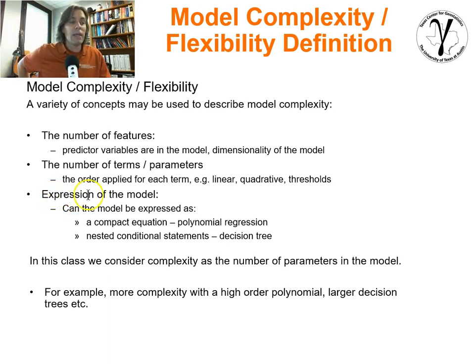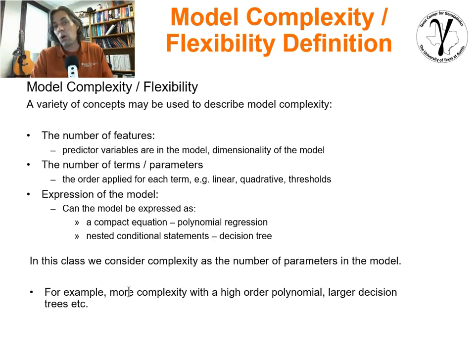It can also be considered the expression of the model. Can the model be expressed as a compact equation, some polynomial regression that you can just write out on a short line with an equation, or is it a bunch of nested conditional statements that would be required to describe a decision tree? And so that could also be a concept of complexity. In this class, we'll consider complexity as the number of parameters in the model. And so the bigger the decision tree, the more complicated.